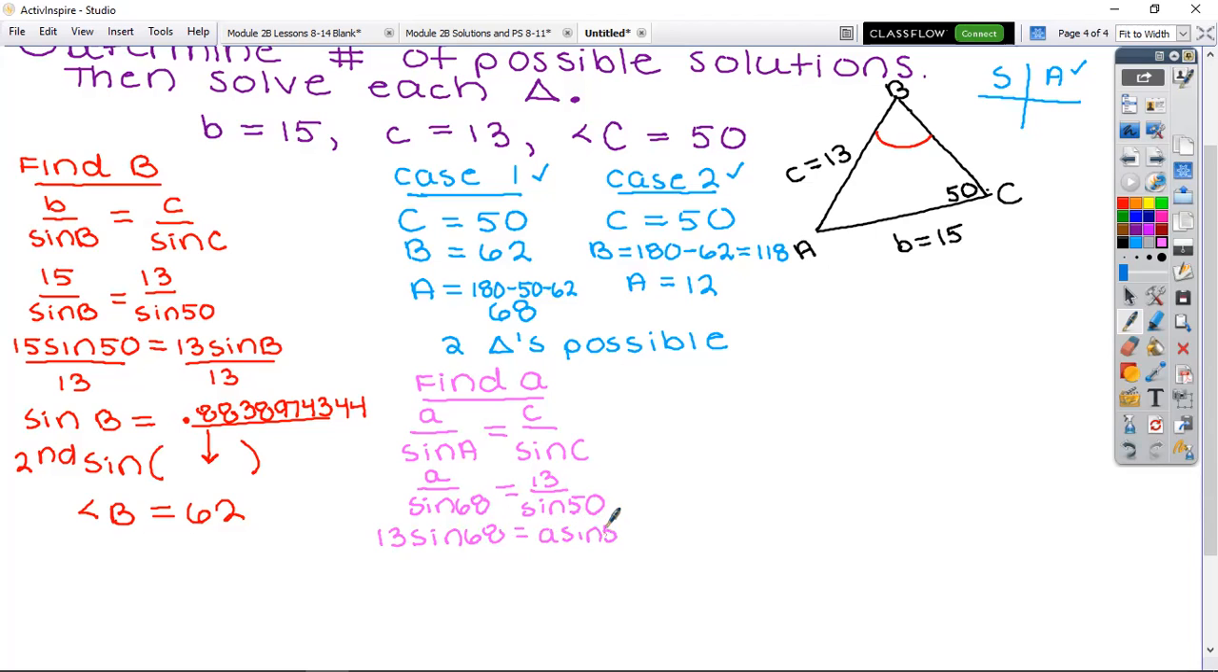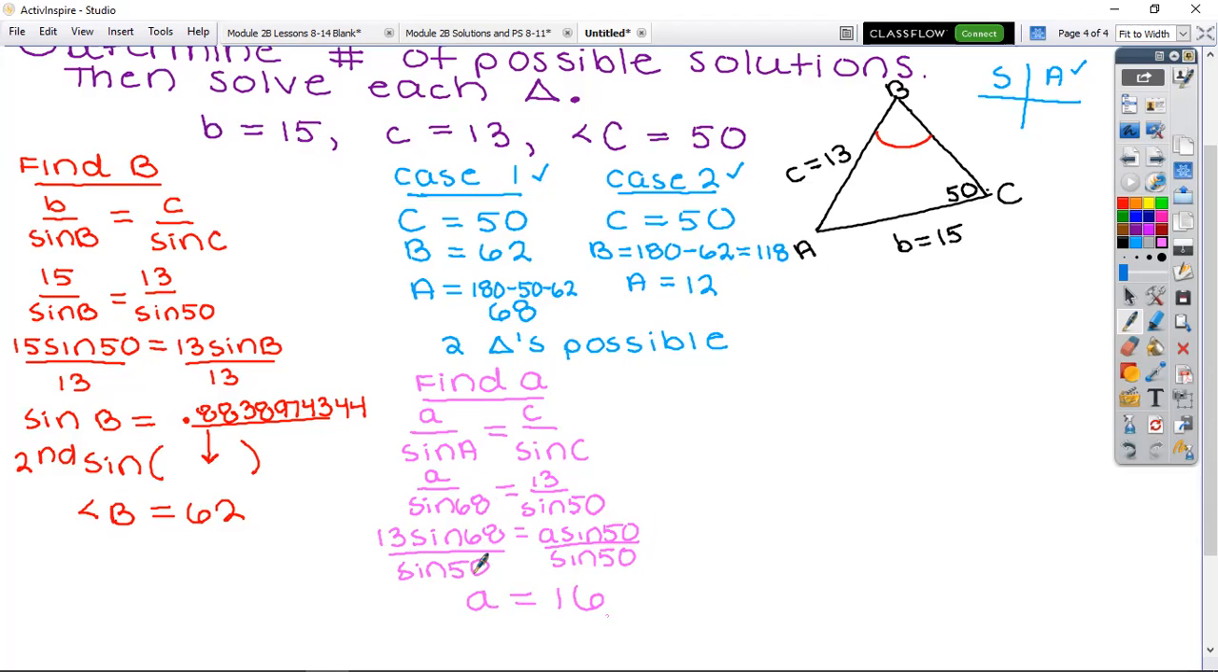You do not have to hit the second key this time. So divide by sine of 50, divide by sine of 50. And answer, I'm going to round this the same way the question did. Whole number. You guys get 16? So little a for triangle 1 is 16. Perfect. Okay. Now I just have to do it one more time.